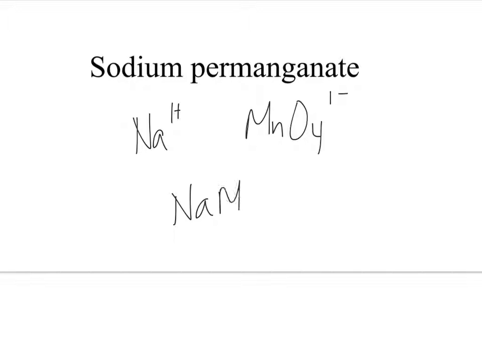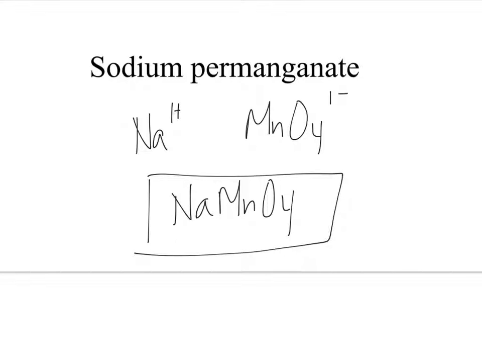Okay, sodium permanganate. Sodium is always 1 plus, it's representative. Permanganate is a polyatomic ion, it's MnO4, and it's 1 minus. Because they're equal and opposite, Na, MnO4, sodium permanganate.